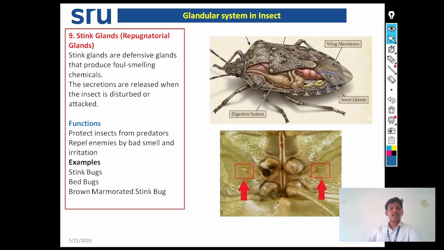Next, stink gland or repugnatorial gland. See here, these are the stink glands in a stink bug. Stink glands are defensive glands that produce foul-smelling chemicals. The secretions are released when the insect is disturbed or attacked. That secretion protects the insect from predators, repelling enemies by bad smell and irritation. Stink glands are there in stink bug, bed bug, brown marmorated stink bug.